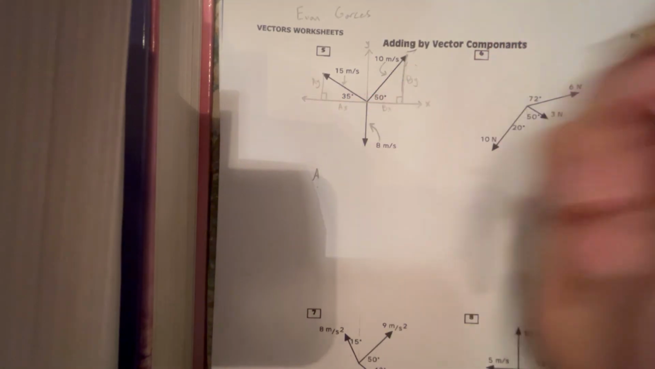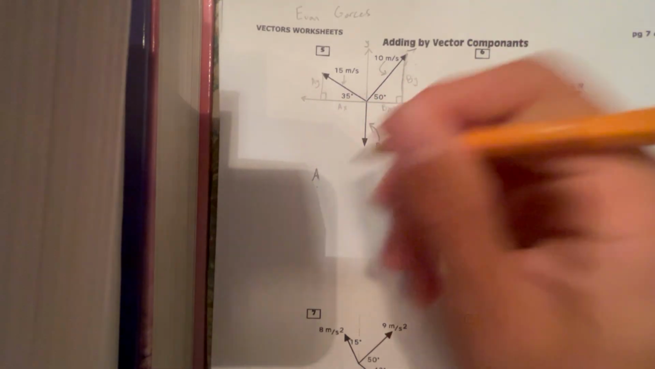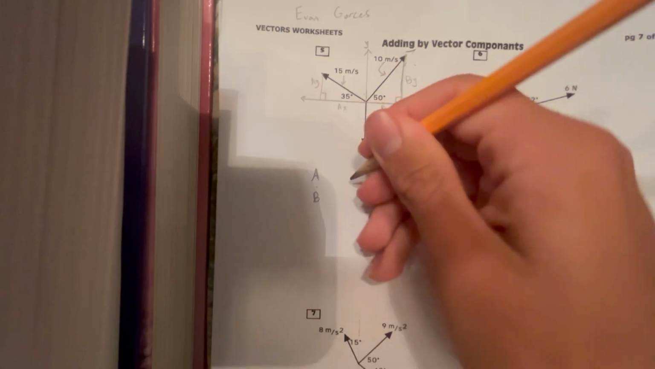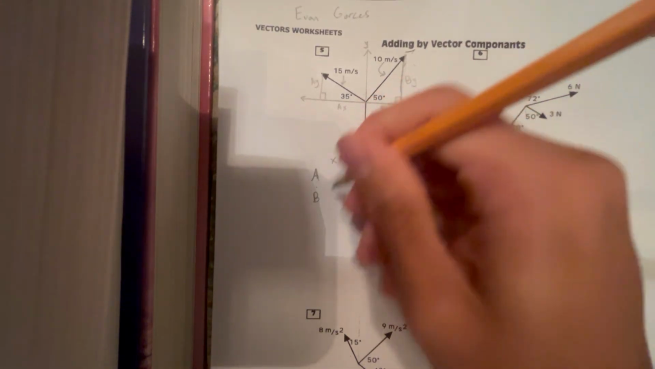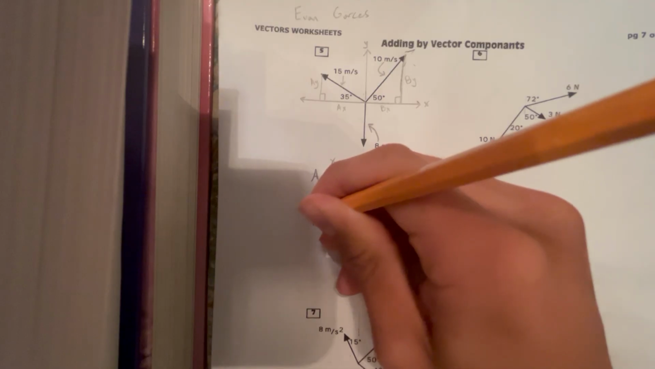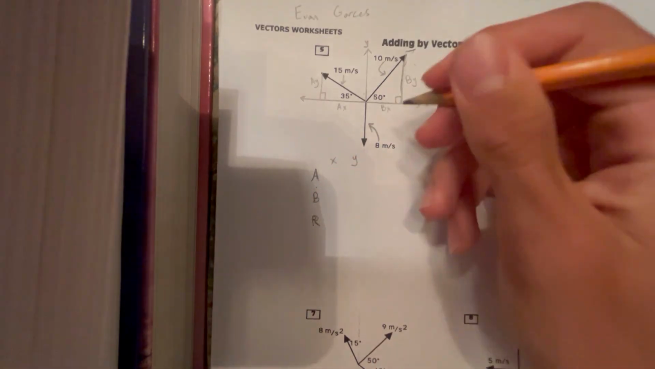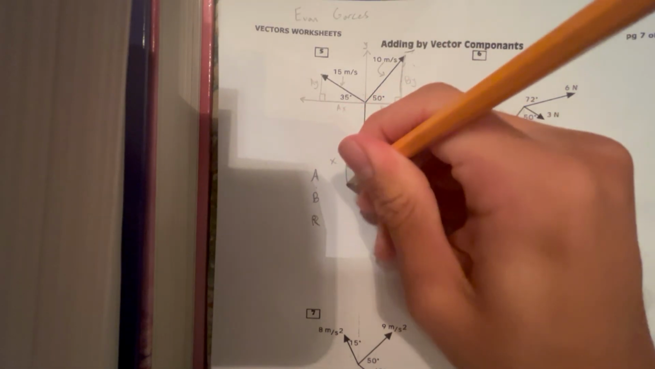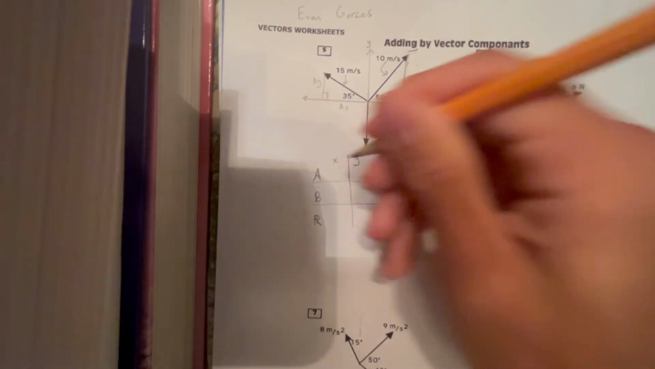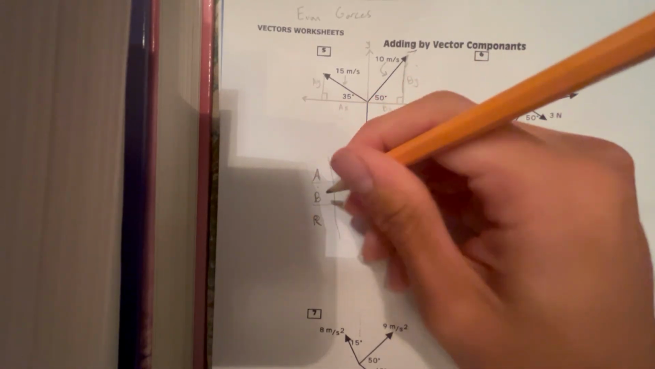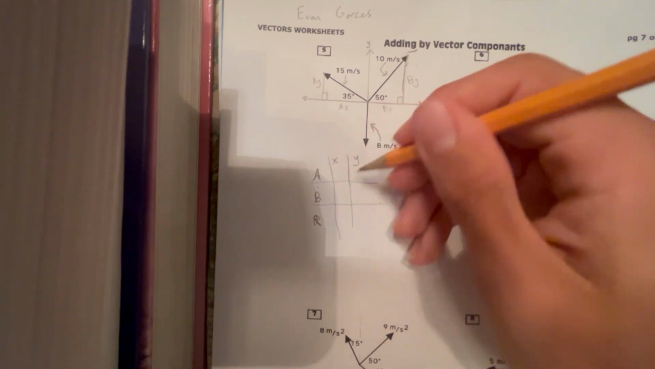So we're going to do A, B, X, Y, and then the resultant R. Let's just call it R. So this would be A of X, B of X, A of Y, and B of Y.